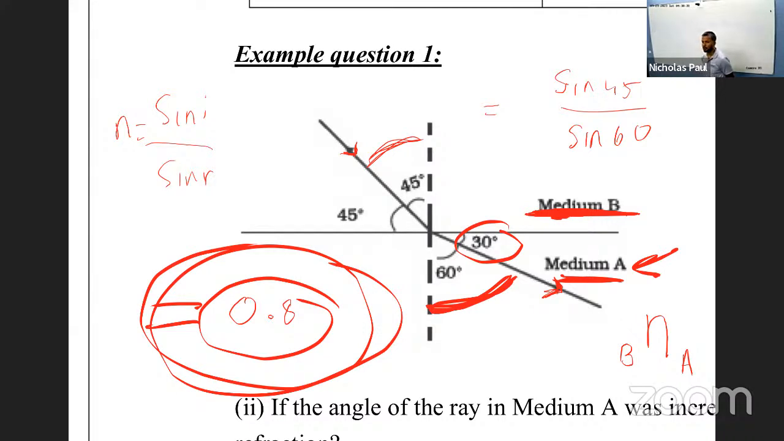What about if we flip it around? What about if we flip this around now?